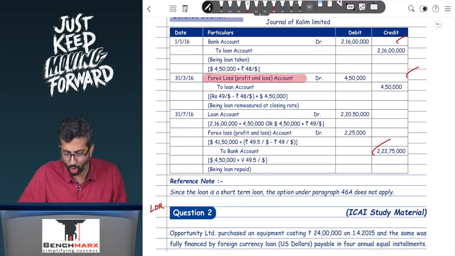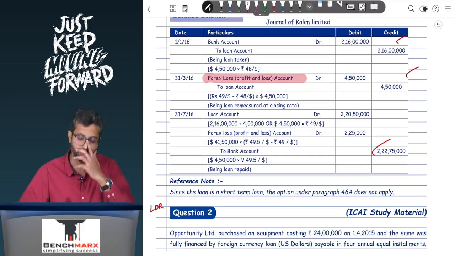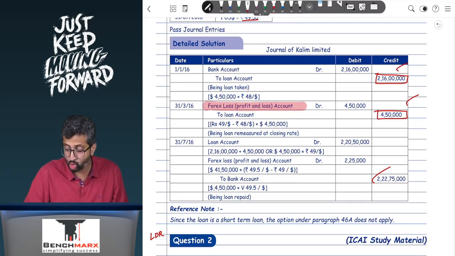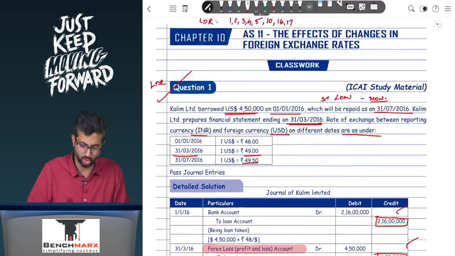What is written? 2 crore 22,75,000. Yes. Now loan will be debited. Loan will be debited by how much? Well, whatever you have credited, 2 crore 16 plus 4,50,000. So your ledger has 2 crore 20 lakh 50,000 of loan, and hence the balancing figure, if any, will be further forex loss will be taken to the P&L account. So that is about it.